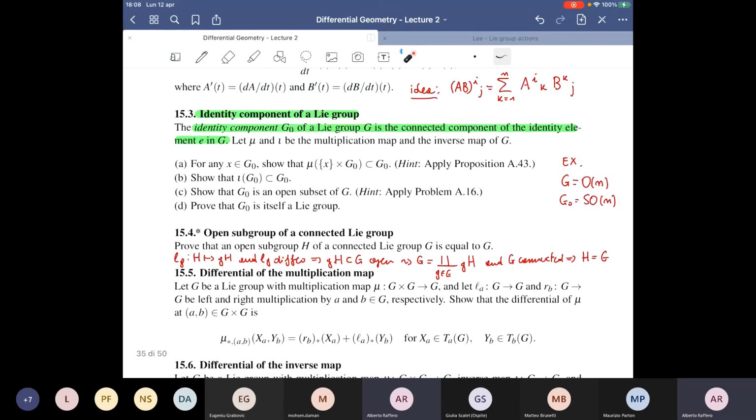Then maybe we'll skip this about the identity component of a Lie group, that tells you just what the identity component of a Lie group is. You can consider a Lie group, and the connected subset containing the identity, and then you can show that it is an open subset and also a subgroup of the Lie group. If you want an example, for instance, the orthogonal group has the identity component, which is the special orthogonal group. So it is a subgroup containing the identity of the group.